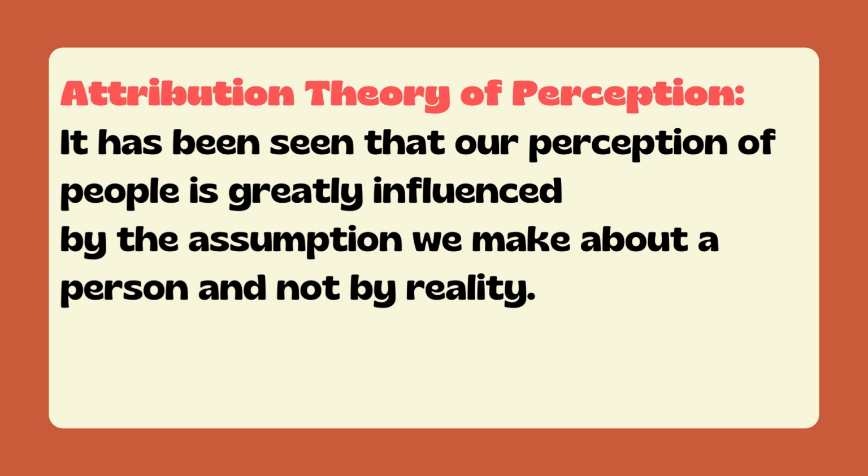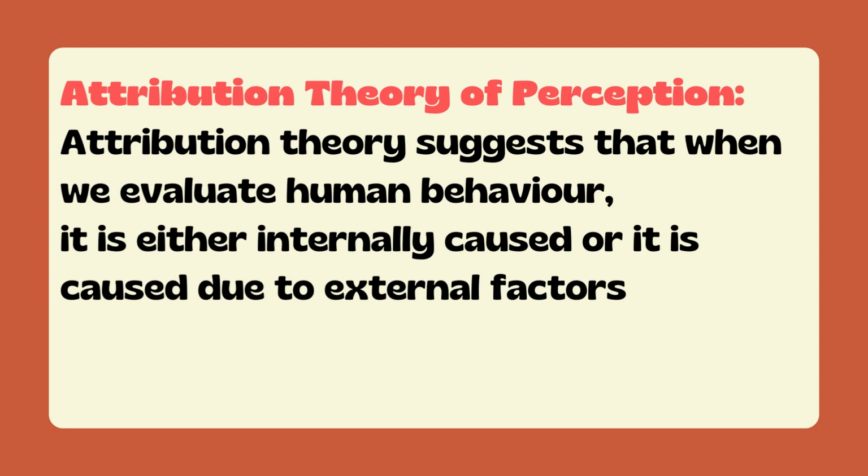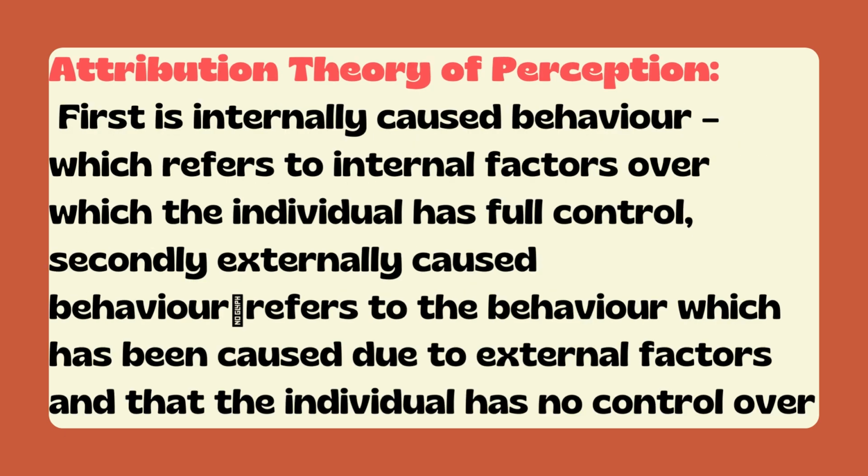Attribution theory of perception. It has been seen that our perception of people is greatly influenced by the assumptions we make about a person and not by reality. It suggests that when we evaluate human behavior, it is either internally caused or caused by external factors. Internally caused behavior refers to internal factors over which an individual has full control. Externally caused behavior refers to behavior caused by external factors over which the individual has no control.